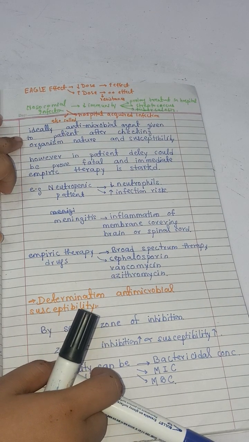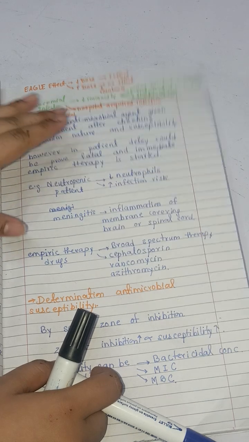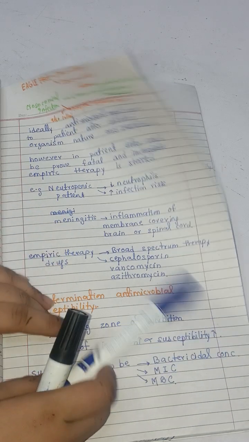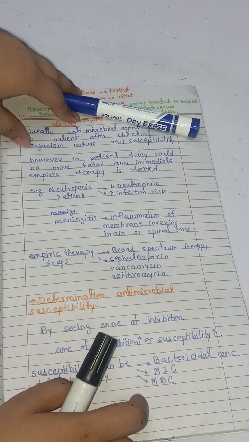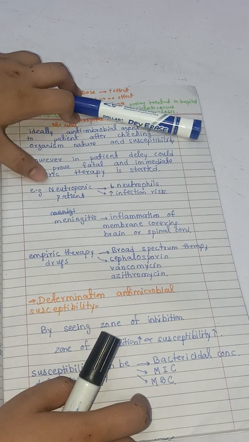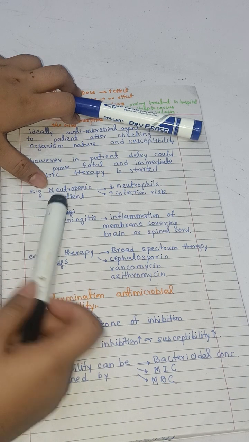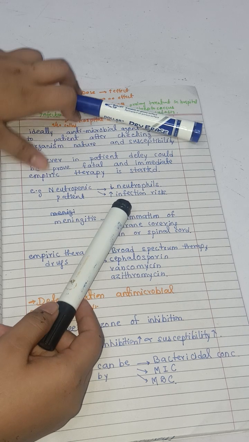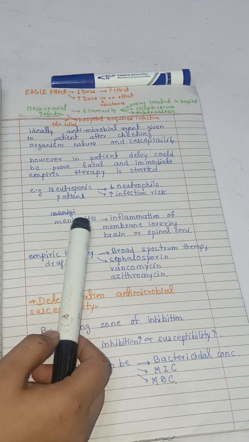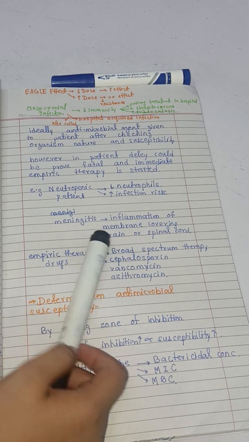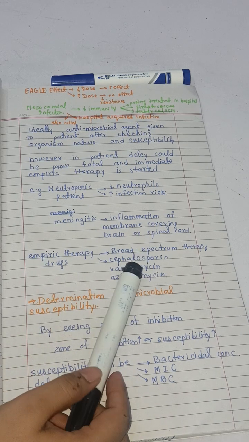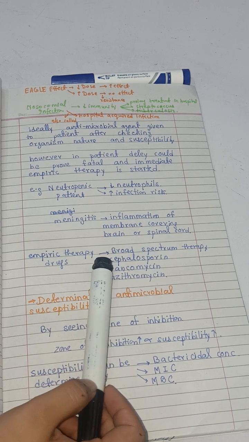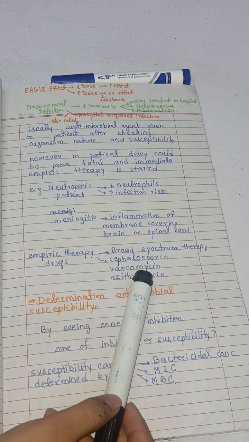Ideally, the antimicrobial agent is given to the patient after we check the susceptibility of it. But for some patients, if we delay the medication, they can die. So for them we start the empiric therapy. For example, a neutropenic patient, in whom neutrophils are low, so they can get any infection. Similarly, a meningitis patient, in whom inflammation occurs in the brain or spinal cord. For empiric therapy we give broad spectrum antibiotics like cephalosporin, vancomycin or azithromycin.